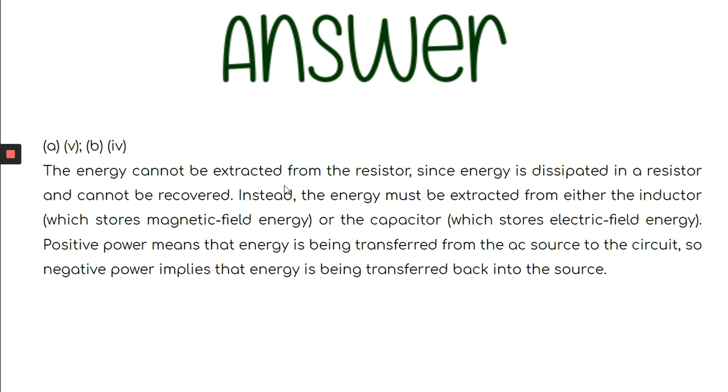Now the second thing. Positive power means what? Energy being transferred from the AC source to the circuit. When power is positive, energy is transferred from the AC source to the circuit, and it can go to the inductor or the capacitor. But here it is negative power. So that means the energy is transferred back to the source.